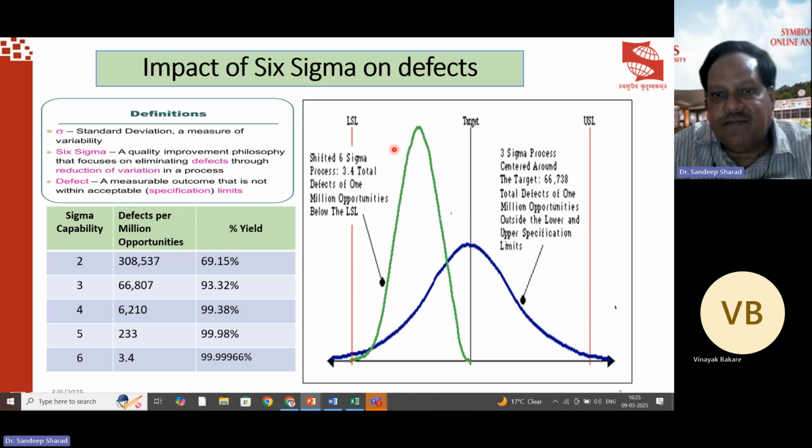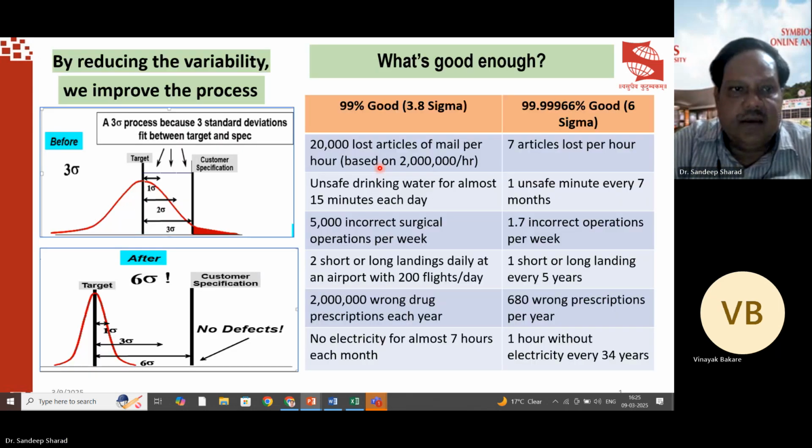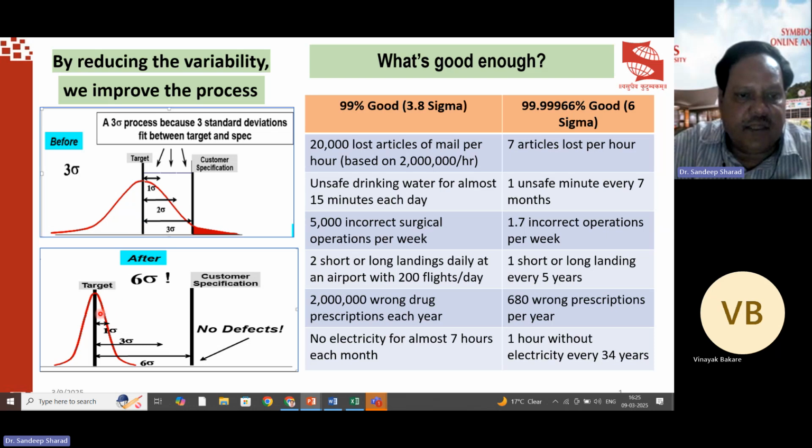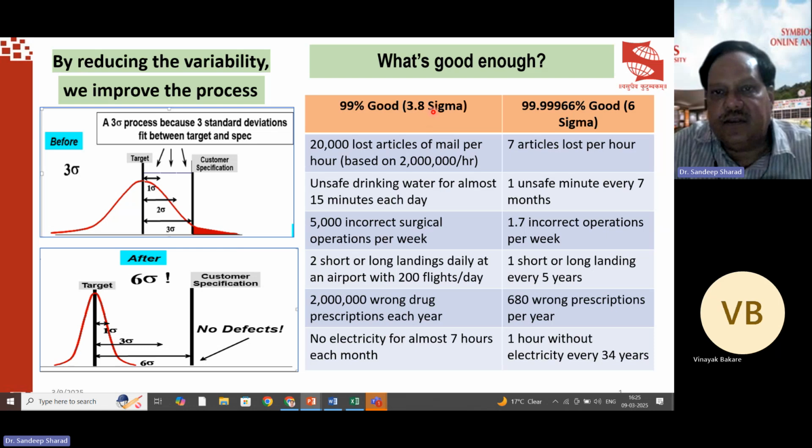So we control our targets with Six Sigma within the upper control limit and the lower control limit. By reducing the variability, we are improving the product. With 3 sigma, the process becomes 3 standard deviations fit between the target and the specification. With 6 sigma, it fits on both sides, so the customer's requirements fit within the target. If we talk about what's good enough: 99% with 3.8 sigma and 99.999% good with 6 sigma.